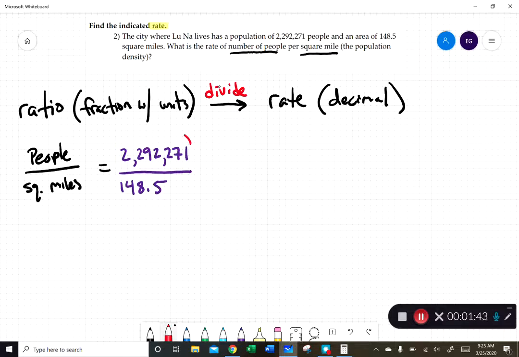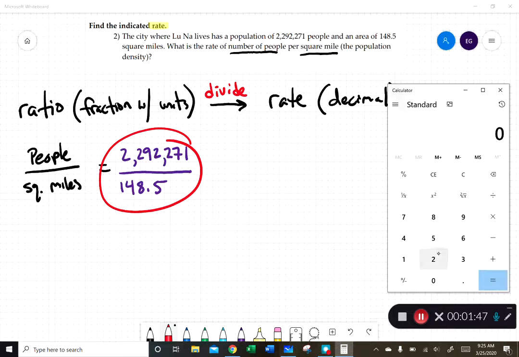Okay, so that means this goes into the calculator. And let's say 2,292,271. And we'll divide that by 148.5. Okay, and in this problem, we're not given a specific number of decimal places to round to, so let's just round to the nearest person.